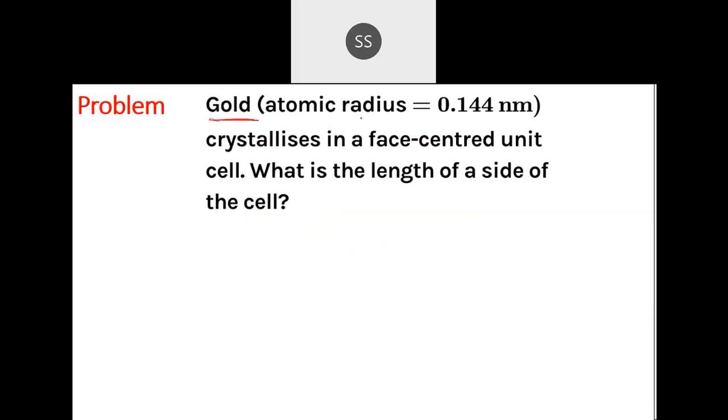Gold with atomic radius 0.144 nanometer crystallizes in an FCC unit cell. They are asking what the edge length of this unit cell is. So we need to calculate the edge length. Write down this question first.